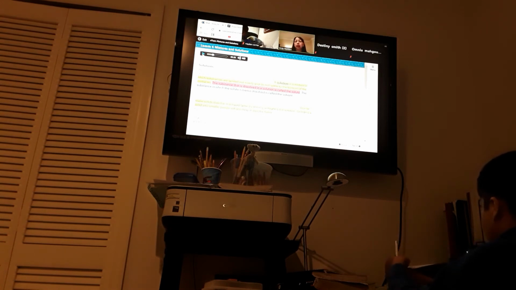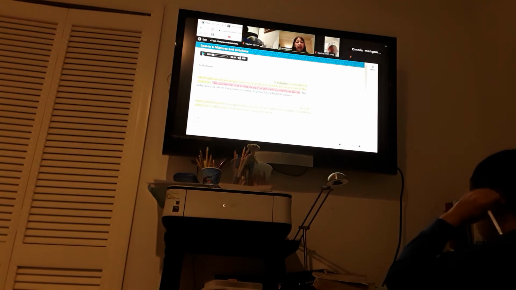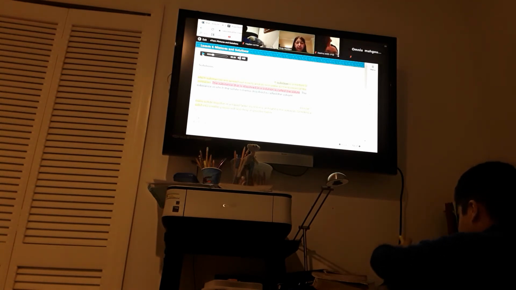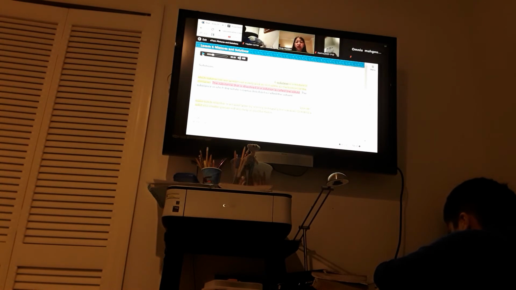You're going to need to know that, ladies and gentlemen. You're going to need to know the difference between a solute and a solvent for the test. You're going to need to know what a solution is. A solution is a mixture in which the substances are spread out evenly. They don't settle to the bottom of the container.